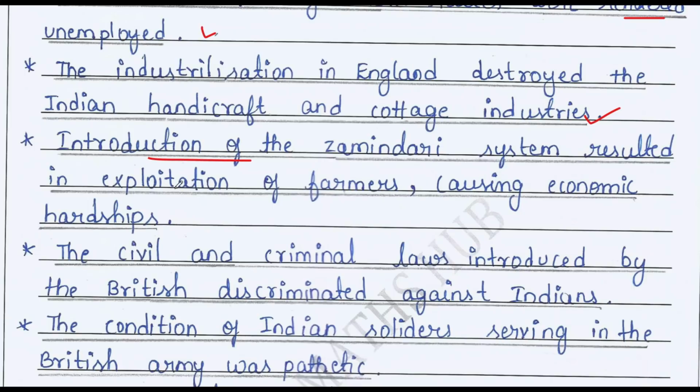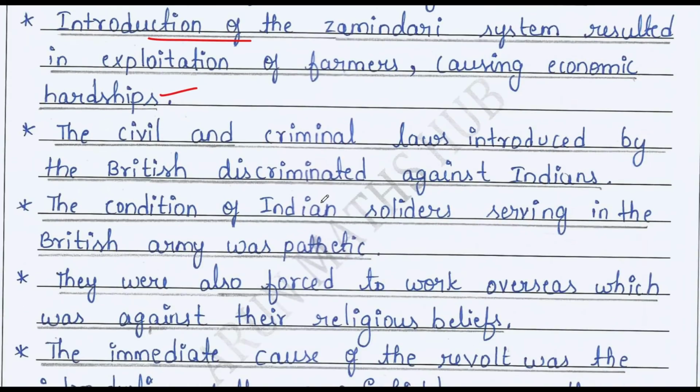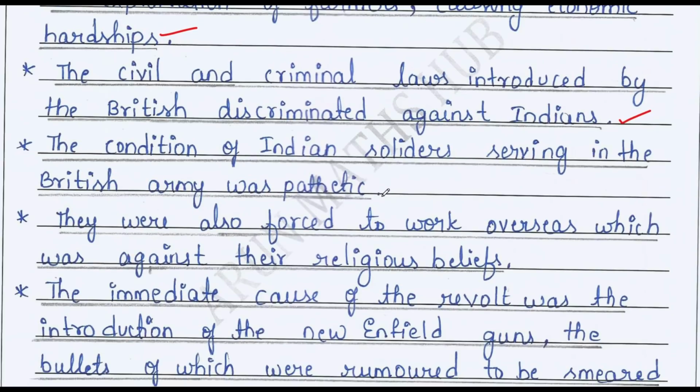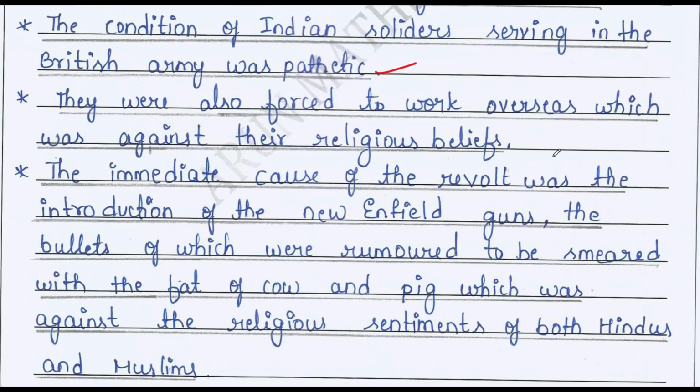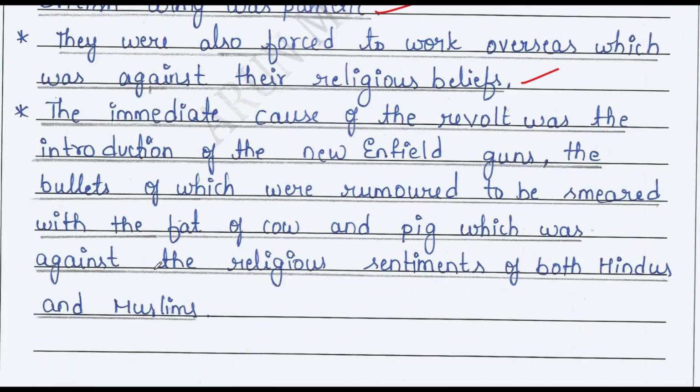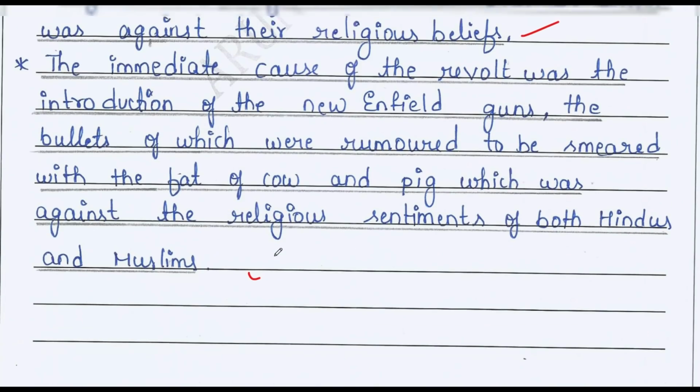The introduction of the zamindari system resulted in the exploitation of farmers, causing economic hardship. The civil and criminal laws introduced by the British discriminated against Indian soldiers. The condition of Indian soldiers serving in the British army was pathetic. They were also forced to work overseas, which was against their religious beliefs. The immediate cause for the revolt was the introduction of new Enfield guns, the bullets of which were rumored to be smeared with the fat of cow and pig, which was against the religious sentiments of both Hindus and Muslims. These are the causes for the 1857 revolt.